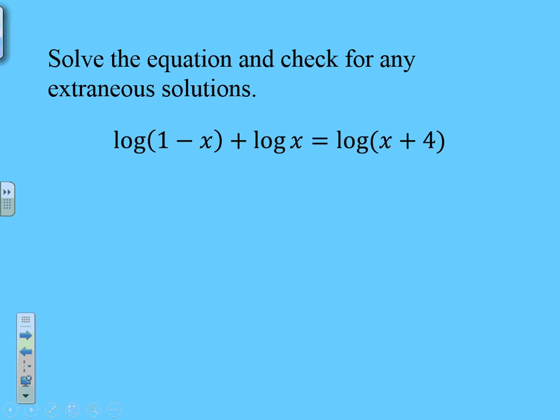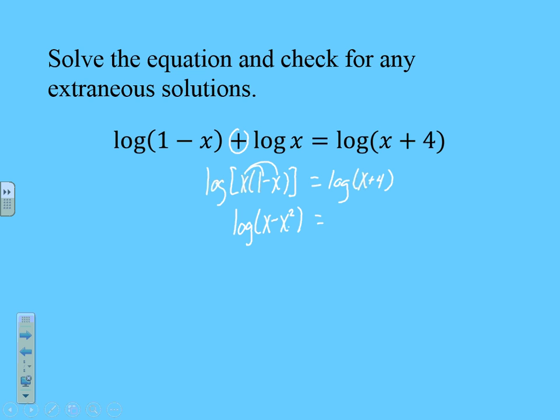And the last example that we're going to take a look at, again, we're going to condense the terms on the left side. Pardon me, we're adding the logs together, so that means we're going to multiply the expressions. So again, these are base 10, so I'm going to say log base 10 of x times the 1 minus x to be equal to log base 10 of x plus 4. And again, we'll multiply the x by the 1 minus x in the parentheses. So that'll give me x minus x squared to be equal to log of x plus 4.